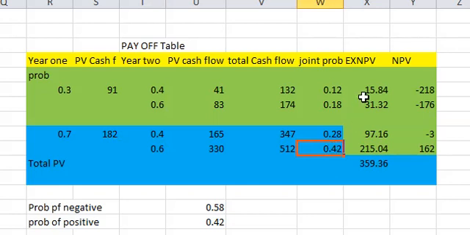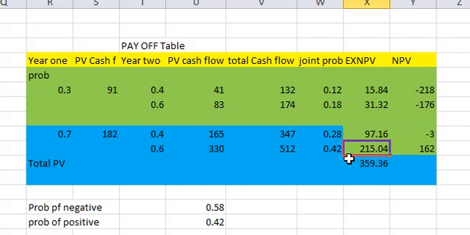Now the next step is to get the expected net present value by getting the joint probability times your total cash flows. So in the period 1 or 0.3, we have this times this, we get this, or we can have this times this, we get this. In 0.7, we have this times this to get this, and this times this to get this. So then you add to get the total expected present value.